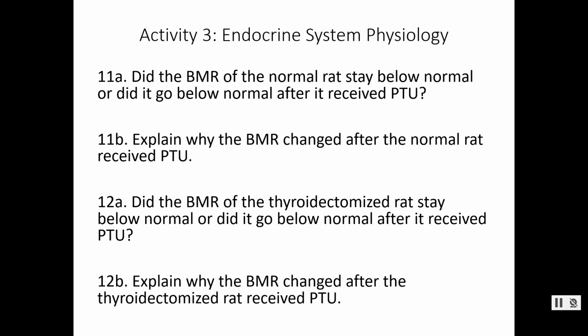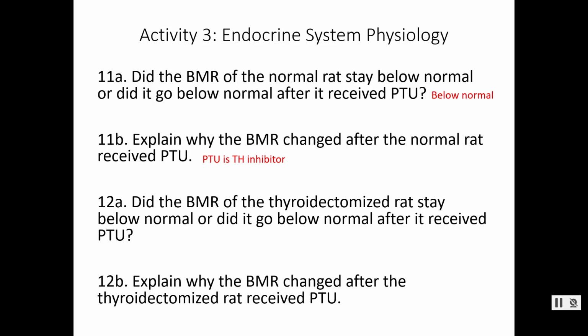All right, here we go. Let's check your work. Did the BMR of the normal rat go below normal after it received PTU? It went below normal. And explain: PTU is a thyroid hormone inhibitor.